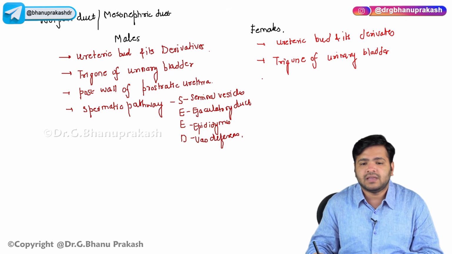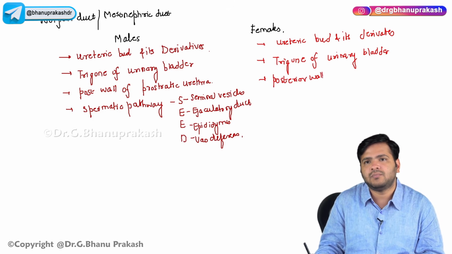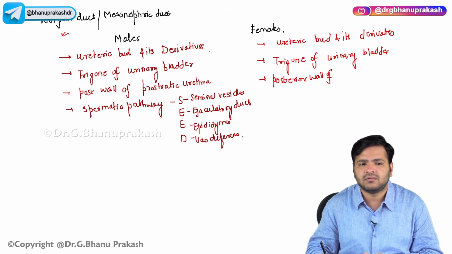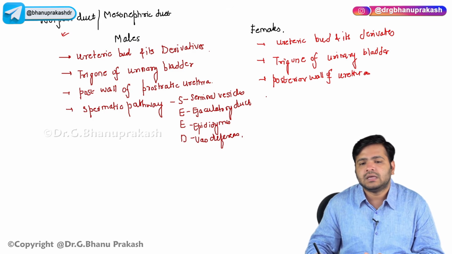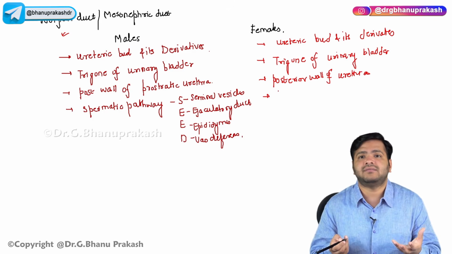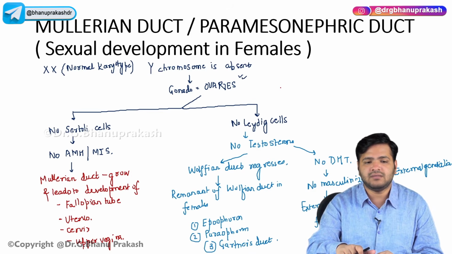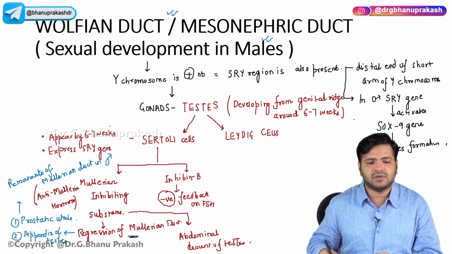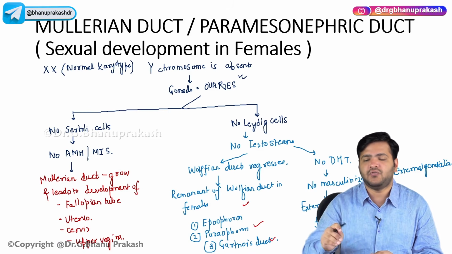And it will give rise to the posterior wall of the urethra, right? And in females, the remnant is there. I have already talked about the remnants of the Wolffian duct in females. You can see over here, it is the Gartner's duct, paraoophoron and the epoophoron, right?